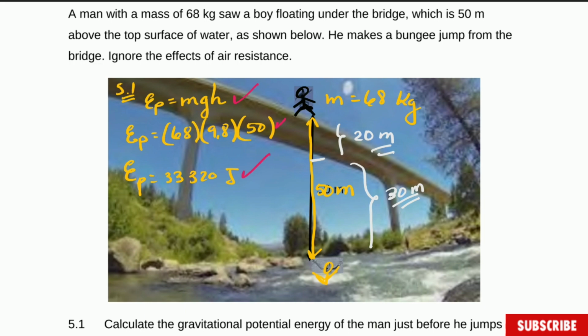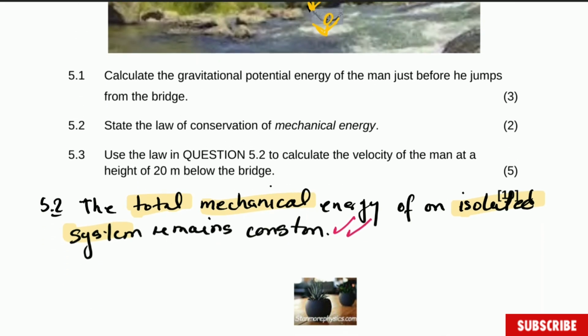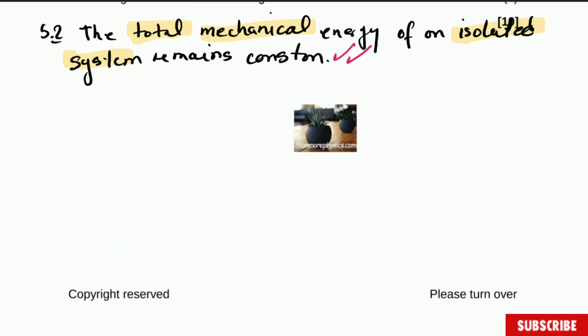For this one, they said use the law, and that is what we are going to do. We're going to use the law here. You can see the logo of the website from where I download the question paper. You can go there and download more question papers there. So let's answer this question here, 5.3. We have to use the law.